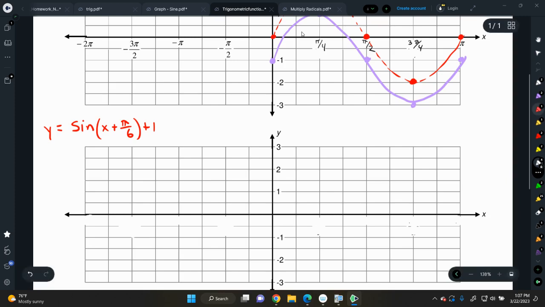Okay, so first let's figure out our period. What's our period? Come on, you guys notice, what is it? 2 pi, okay? There's my period, 2 pi. Okay, so I'm going to start at 0 and end at 0. Halfway in between, I'm at 0.